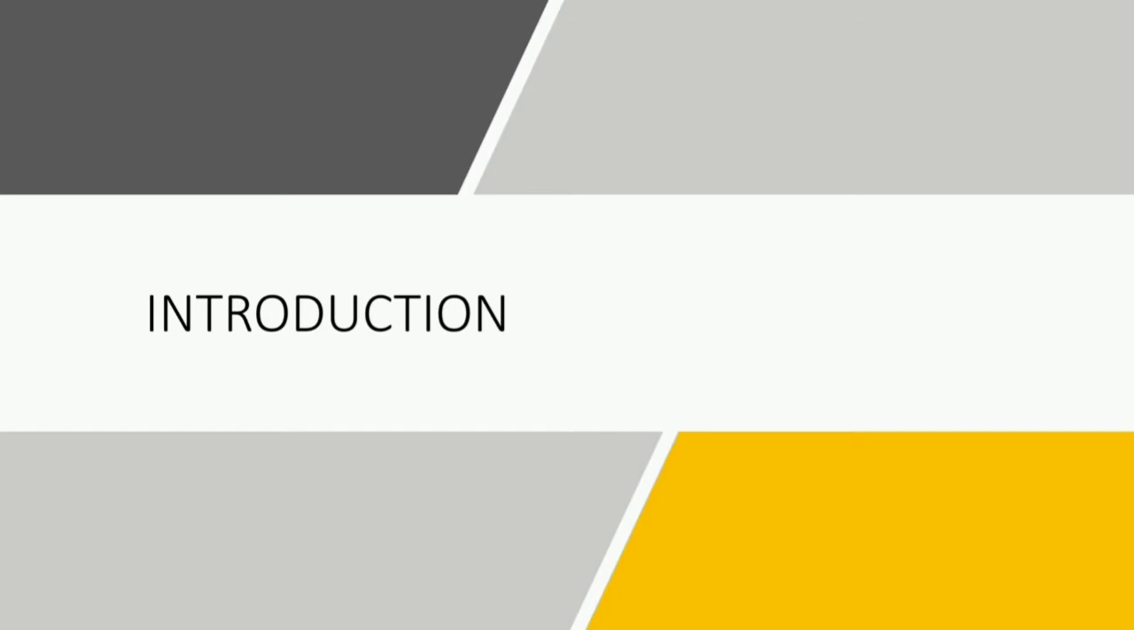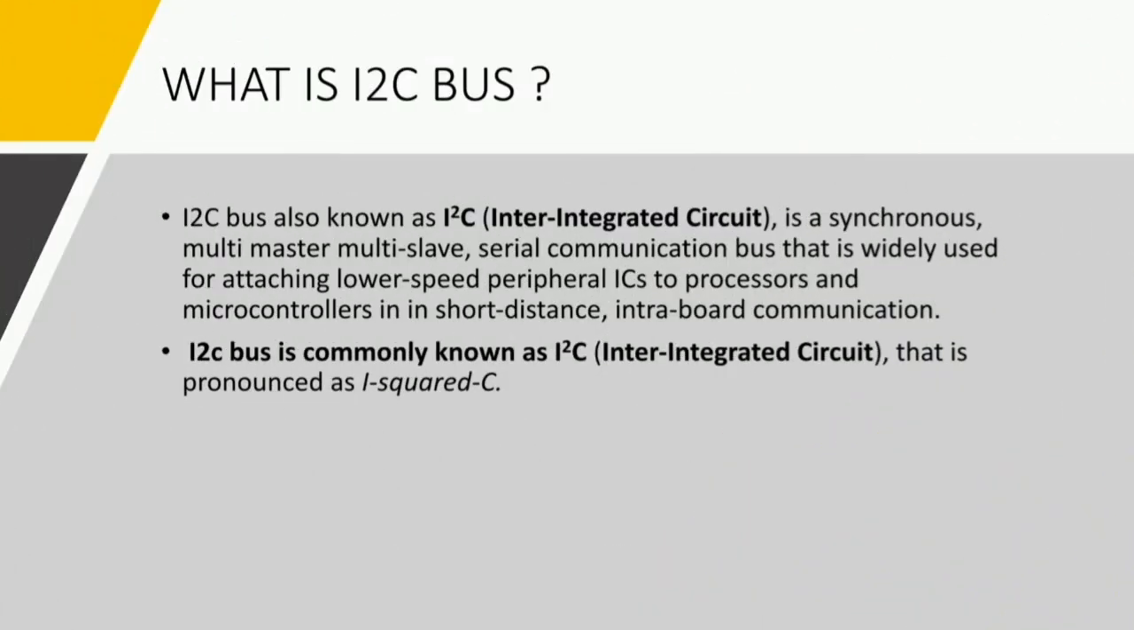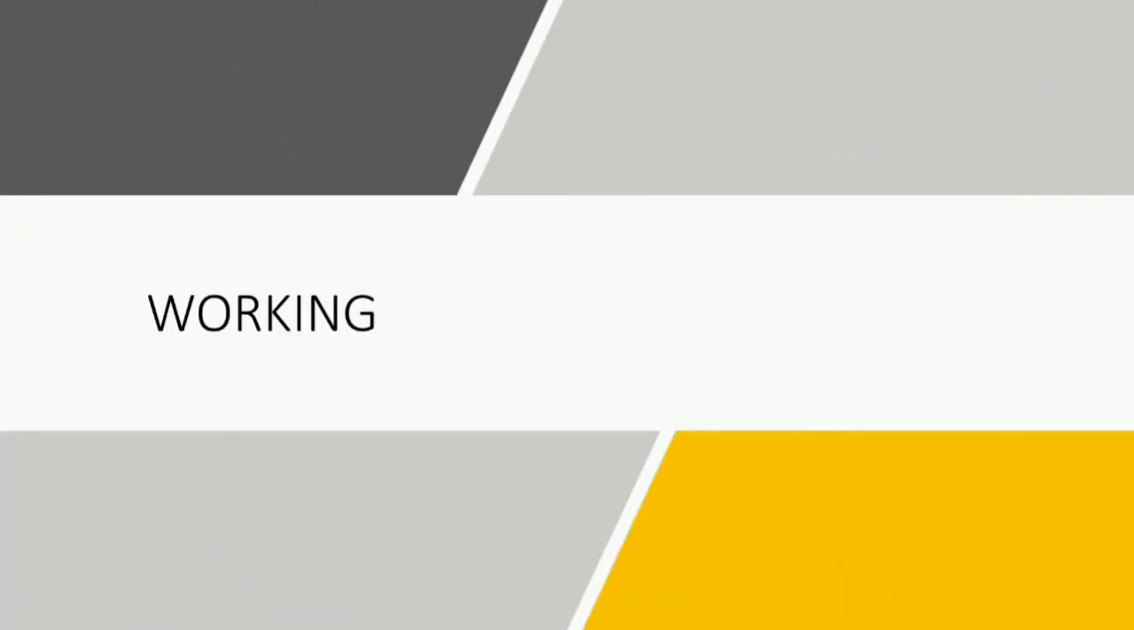An I2C bus is a synchronous multi-master multi-slave serial communication bus that is widely used for attaching lower speed peripheral ICs to processors and microcontrollers in short distance intra-board communication. I would also like you all to know that I2C bus is commonly known as I2C bus, which is a full form for inter-integrated circuit. Now let us know about the working of an I2C bus.